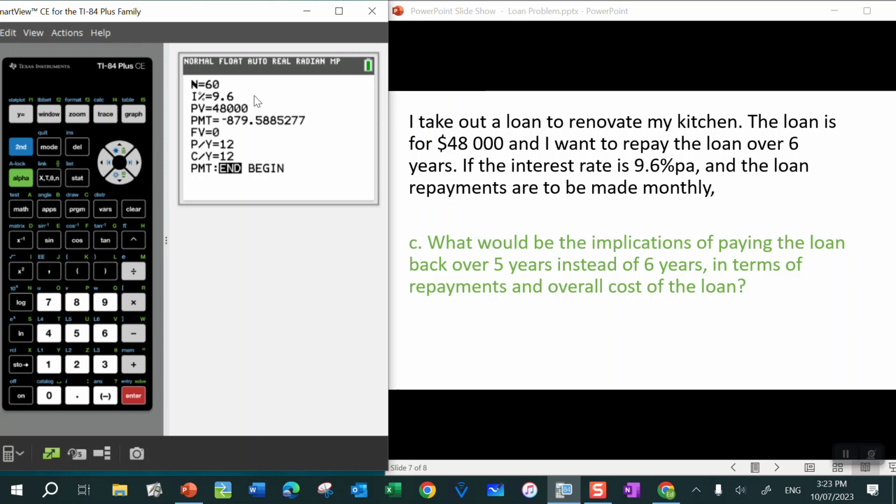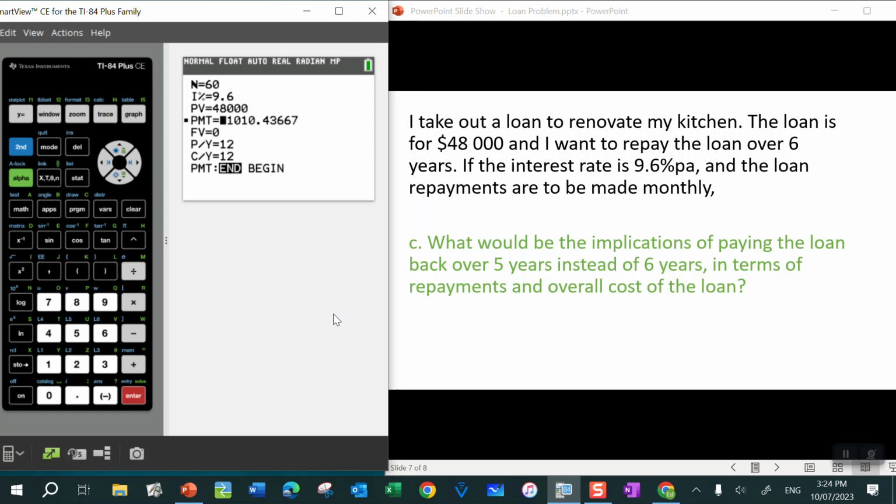So we're going to hit enter for the 9.6, enter for the 48,000, and enter there. The future value we still want to be 0. PY and CY are still going to be 12. So I just go back up to my payment and press Alpha, Enter. And you can see that the payments have now gone up to $1,010.44 to the nearest cent. So that's how the repayments are going to be affected.